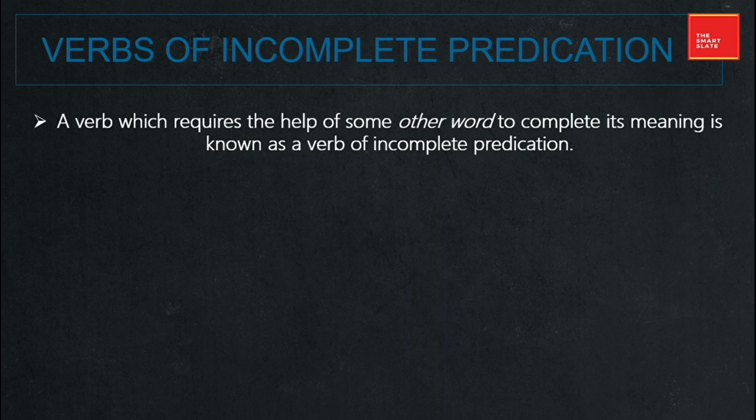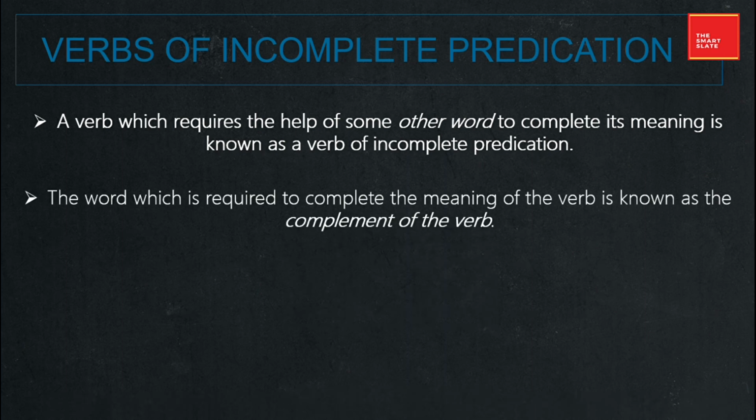But if I add something like you look sad, you look gorgeous, you look timid, you look tall, you look small, any such words which add complement to the noun or pronoun and which complete the meaning of a sentence, then the verbs become verbs of incomplete predication. The word which is required to complete the meaning of the verb is known as the complement of the verb.